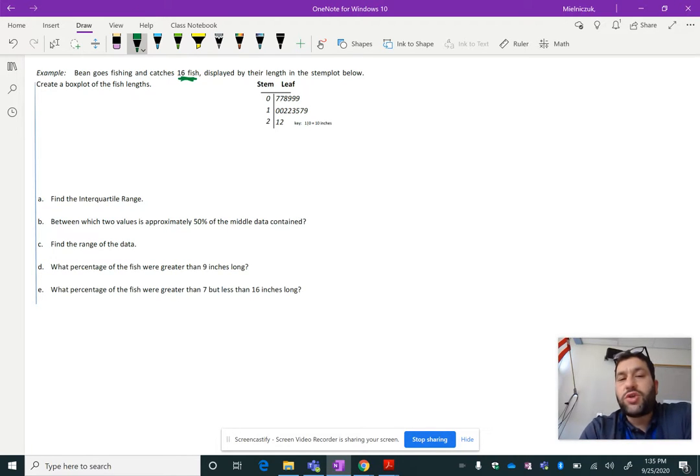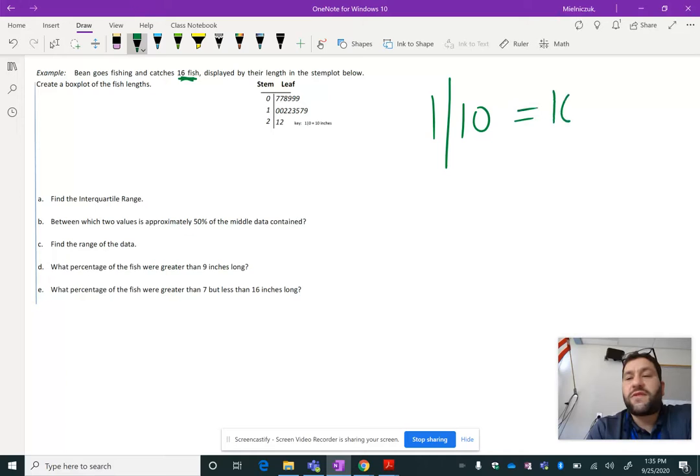Well, we can't do any of this unless we know how to read it. So we look at our key and we see that 1|0 equals 10 inches. Sorry, not 1-10, that was wrong of me. 1|0 equals 10 inches.